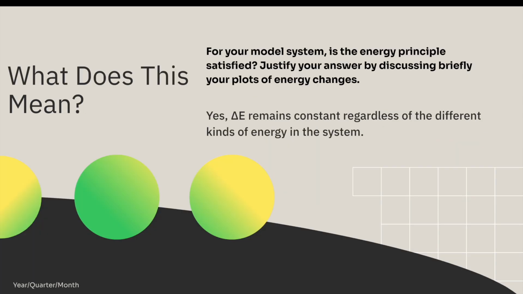So what does this mean? Is the energy principle satisfied? And the answer is yes, because as you can see earlier, the orange line is approximately constant, which means that the change in energy remains constant regardless of the different kinds of energy in the system.